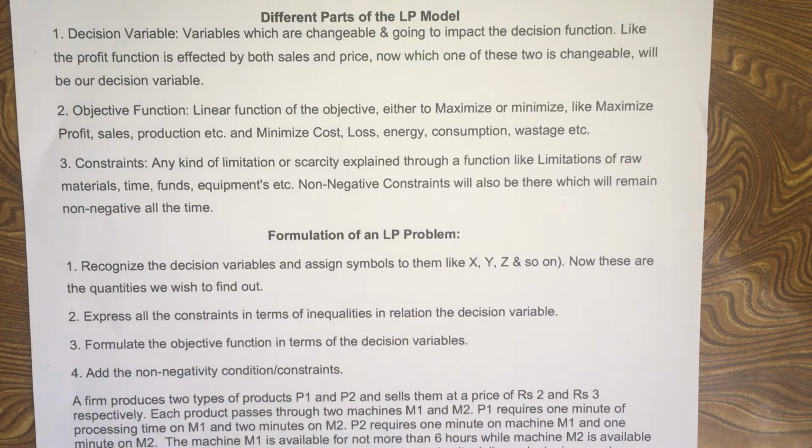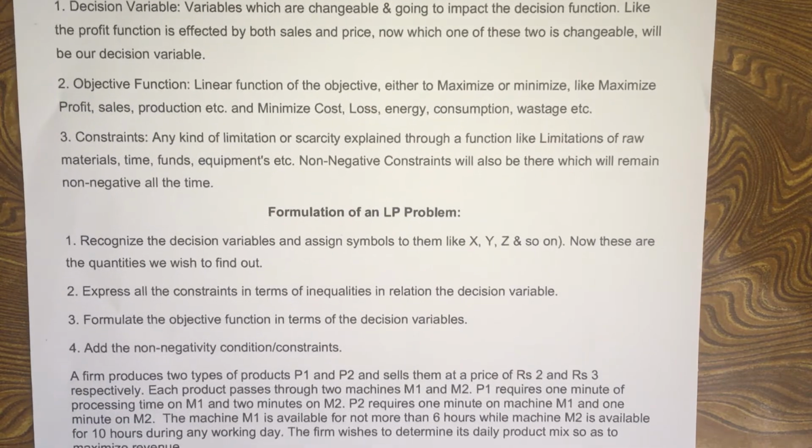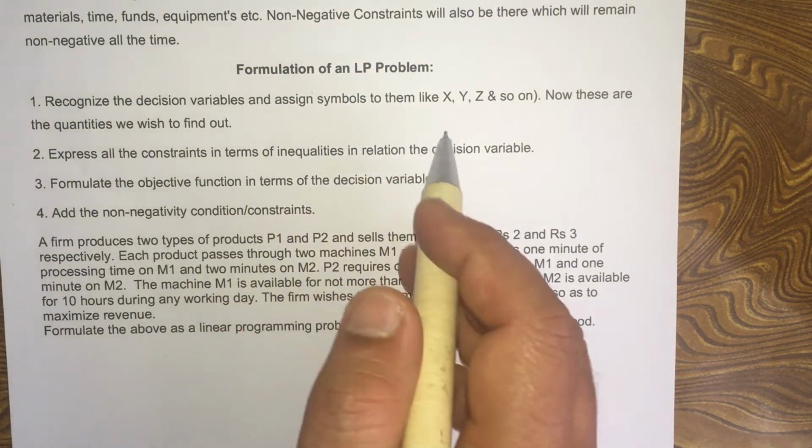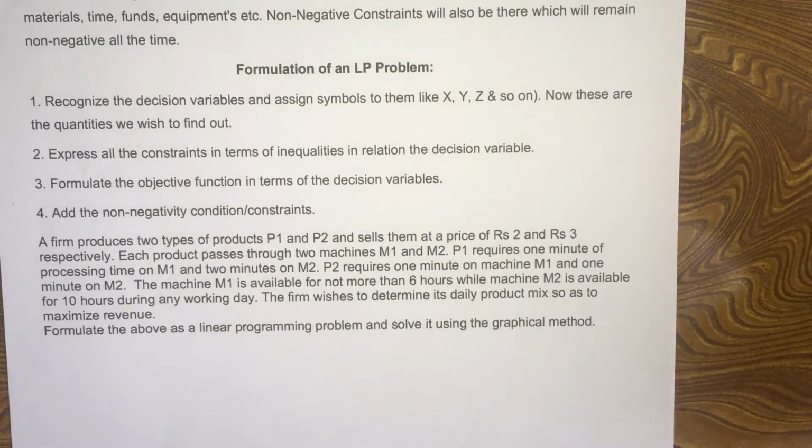Now the next part is the formulation of an LP problem. You can solve a linear programming problem using the graphical method or using the simplex method. But before you can solve a linear programming problem, you have to formulate it first. Number one, you have to recognize the decision variables and assign symbols to them like X, Y, Z, and so on.